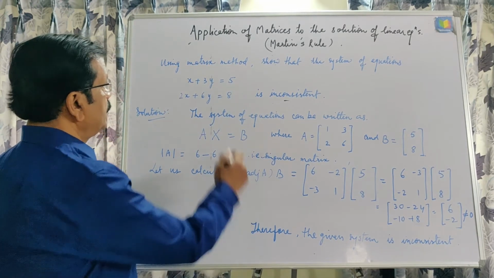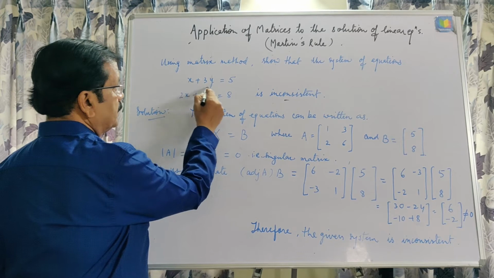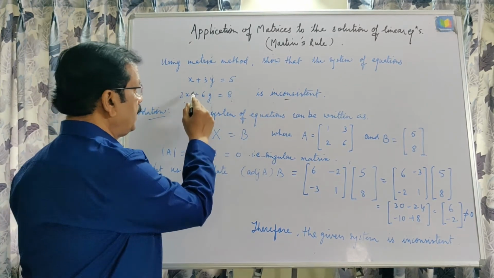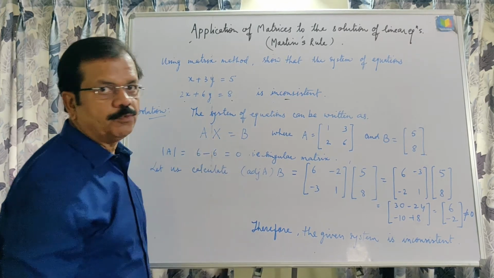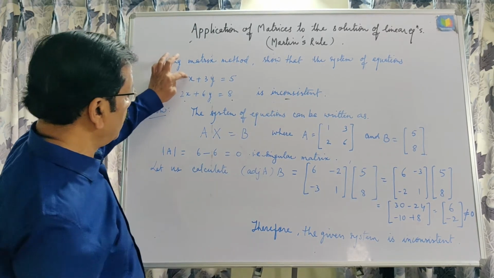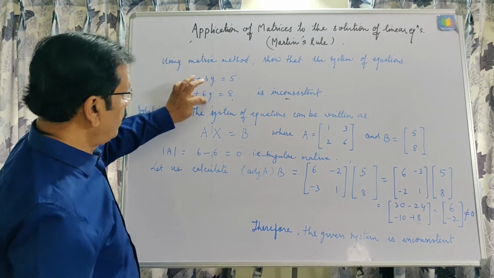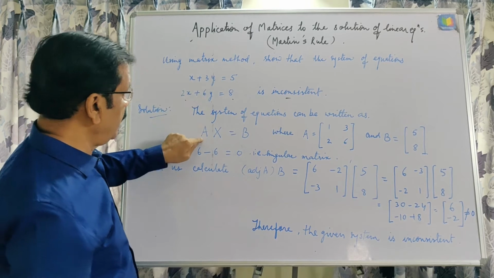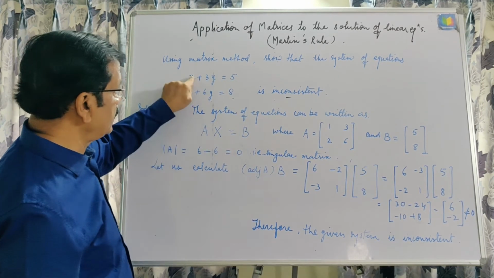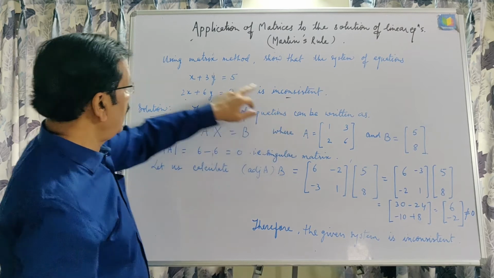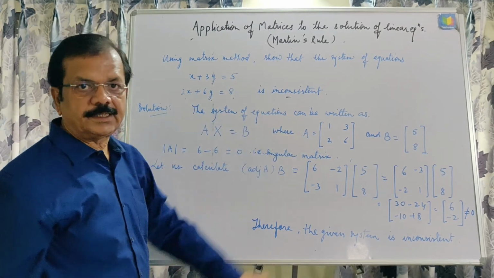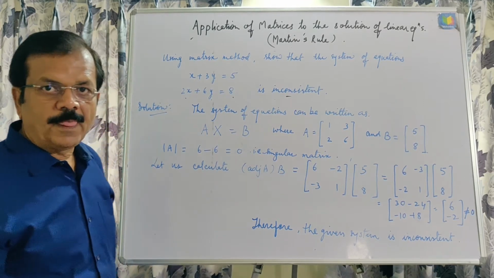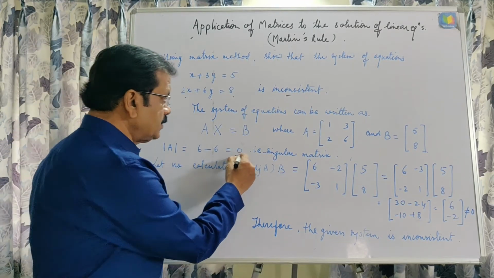Now we are given the equations x plus 3y is equal to 5 and 2x plus 6y is equal to 8. First of all, we write in the form of Ax is equal to B. A is the coefficients of x and y, that is 1, 2, 3, 6. This is A in matrix form. Capital X is x and y, the variables, and B is 5 and 8. After writing this, we find determinant of A, which is coming 0.